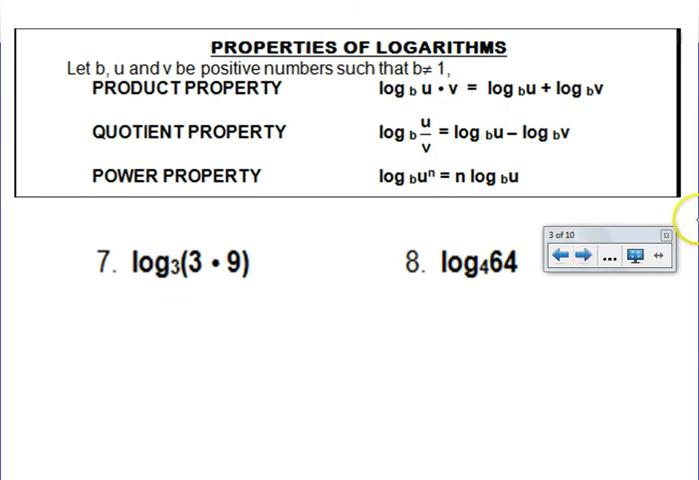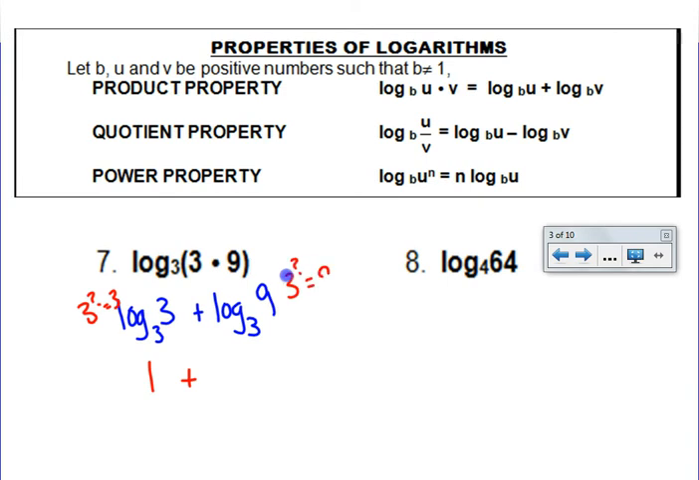So number 7 is a product property. So we're going to break this up into the log of the first number, 3, plus the log of the second number. So again, use your brain. 3 to what power gives you a 3? That would be a 1. And then for the second part, 3 to what power gives you a 9? That would be a 2. 1 plus 2. Our answer for this problem is 3.